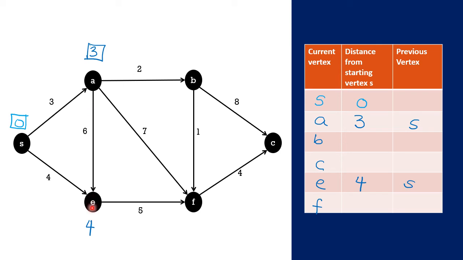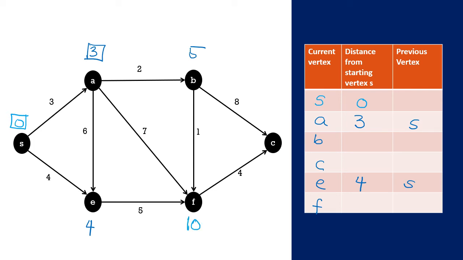Okay, so let's see. What would be the distance of E if we pass through A? That's 3 plus 6, 9. But I already have 4 here. So this remains unchanged. 3 plus 6 is 9, that's bigger than 4, so just 4 remains here. Next, what about B? That's 3 plus 2, so the distance is 5. Next, F: that's 3 plus 7, so that's 10.